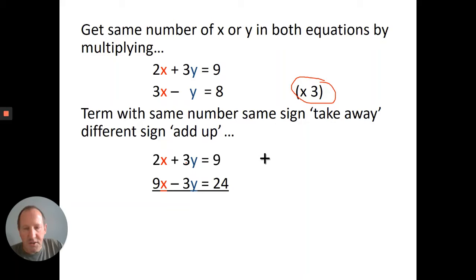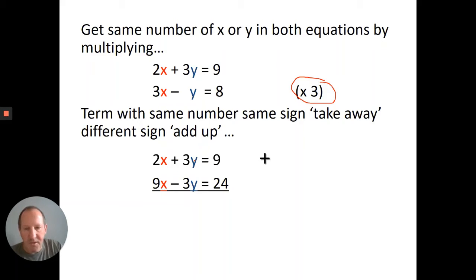We look at the term that's got the same number, so we're looking at y, 3y and 3y. If the signs are different, a plus and a minus, I add the equations up. If the signs are the same, so 2 pluses or 2 minuses, I then take them away. There will be an example of taking away in a minute. This one, the signs are different, so I add them up.